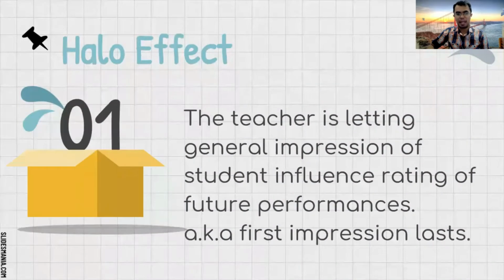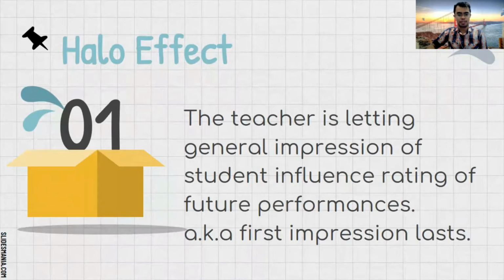Number 1. Halo effect. The teacher is letting the general impression of a student influence the rating of future performances, also known as first impression last. Here, the teacher will disregard the quality of the latest performances of the learner because he relies on his first impression or general impression.